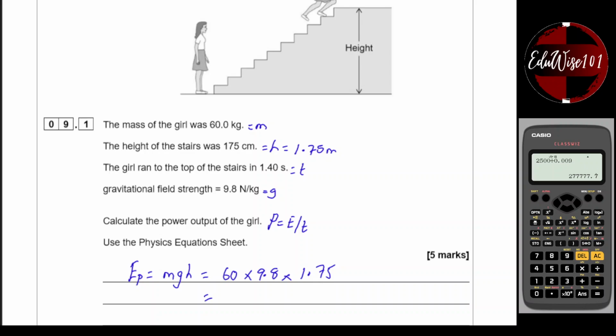So let's use our calculator. 60 multiplied by 9.8 times 1.75. That's 1029 joules.